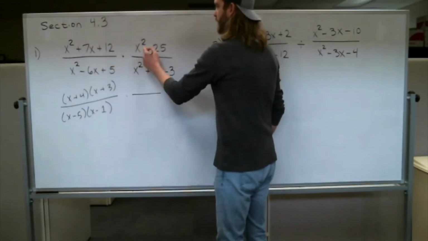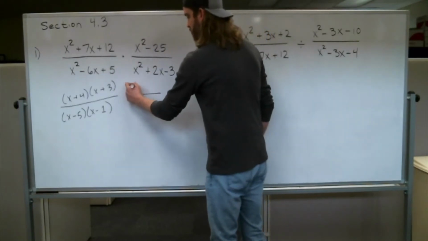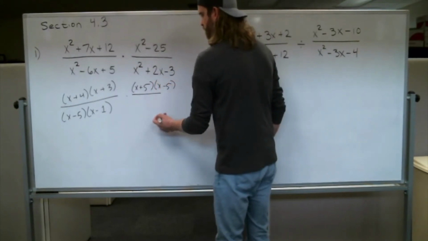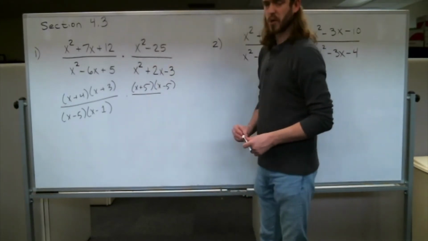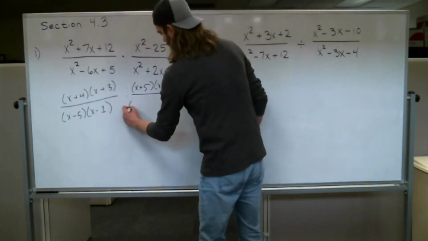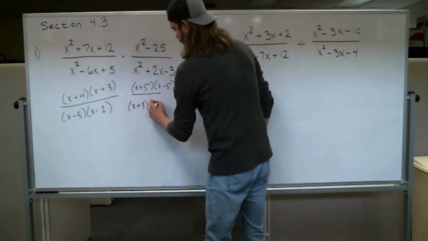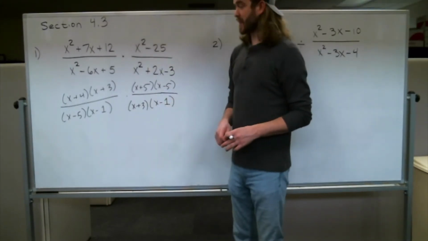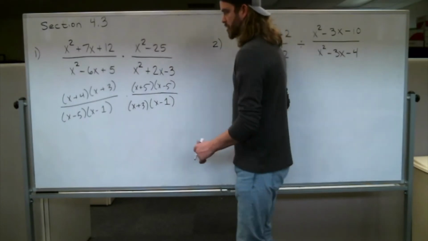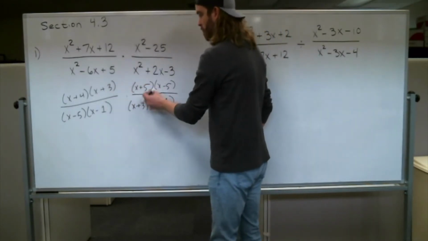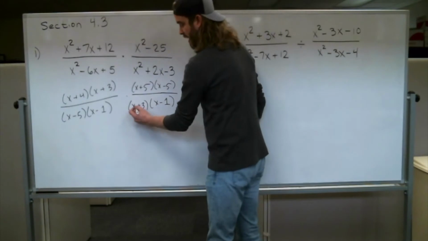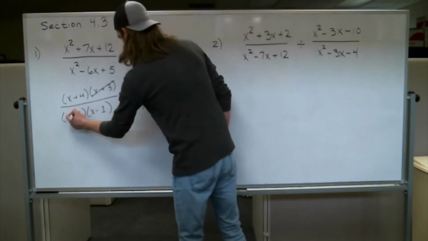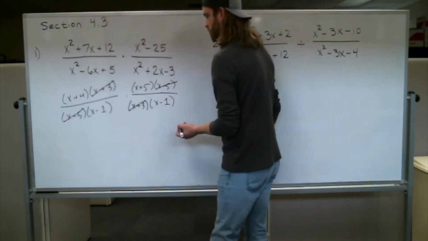When we factor x squared minus 25, that's the difference of squares, so that's going to be x plus 5 and x minus 5. And then when we factor x squared plus 2x minus 3, that's going to be x plus 3 and x minus 1. Now that everything's factored, the next step is to see what all we can cancel. Remember, we can cancel things that are on top and on bottom, but also things that are diagonal. So let's cancel these x plus 3's. We can also cancel the x minus 5 because we have one on bottom, one on top.